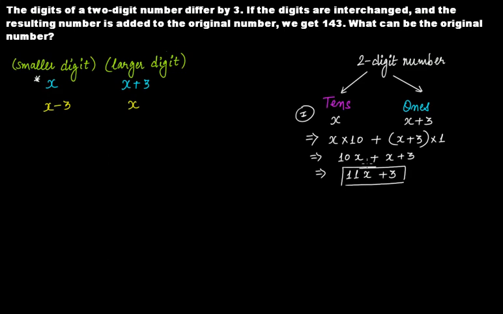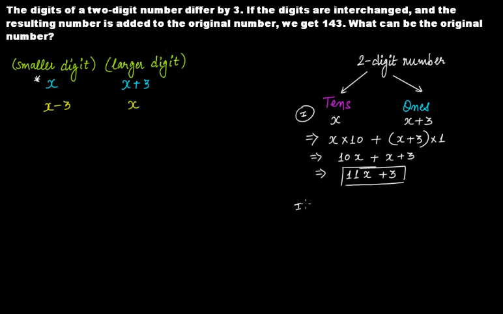Now, those of you who are getting confused about what this actually is, you know that if a number is 25, you can expand it as 2 times 10 plus 5 times 1. 10 is the multiplication factor of the tens place, 1 the multiplication factor of the ones place. This much we know. So if the digits are x and x plus 3, your number will be 11x plus 3. But some of you will say, why can't we put x at the ones place and x plus 3 at the tens place? And that's the point. Let's put it.